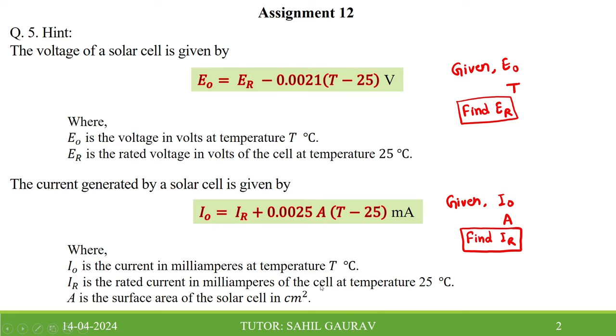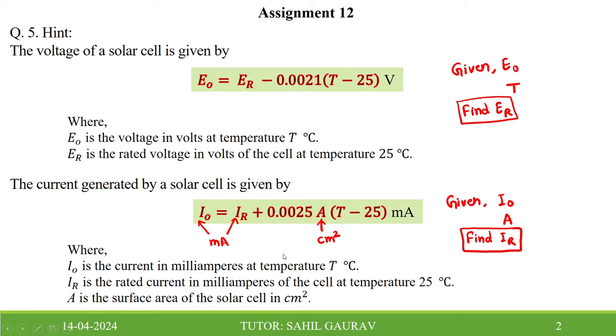Priyadarshini asked doubts about question 5 in the last session, so I am just giving the hint so you can solve the problems. In this voltage expression, E naught and ER are given in volts, while in this current expression, you have to take I naught and IR in milliamperes and A in centimeter square. I think now you will be able to solve this problem.